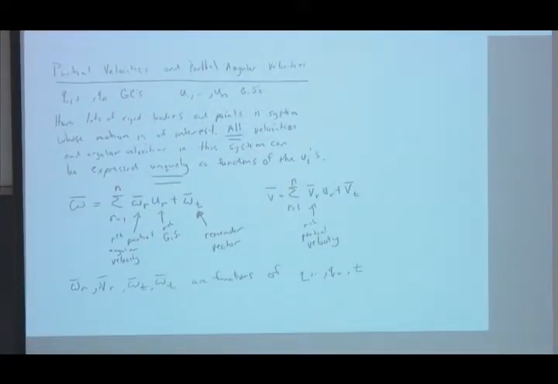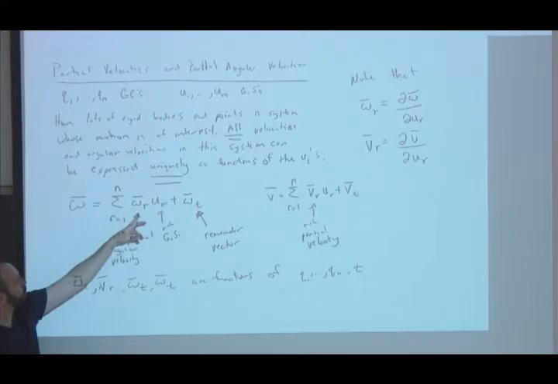And another important note is that omega r, the rth partial angular velocity, equals the partial derivative of omega with respect to the rth generalized speed. And the same thing goes with the partial velocity. So if I take the partial derivative of some vector expression with respect to that particular generalized speed, I would get this term, right? Because it's just linear in the speeds.